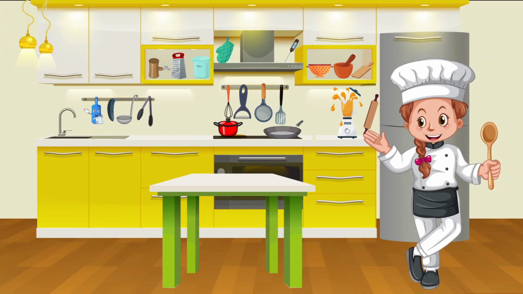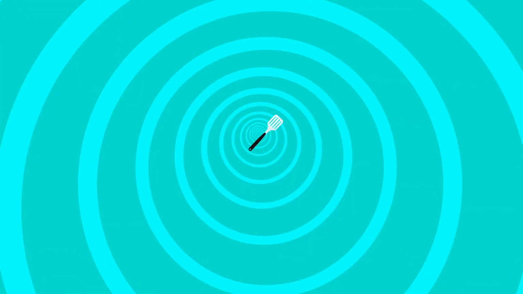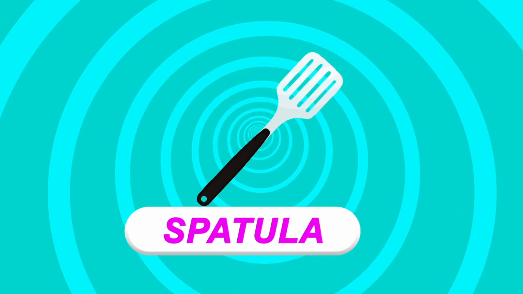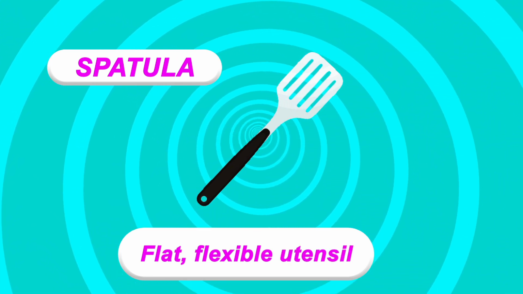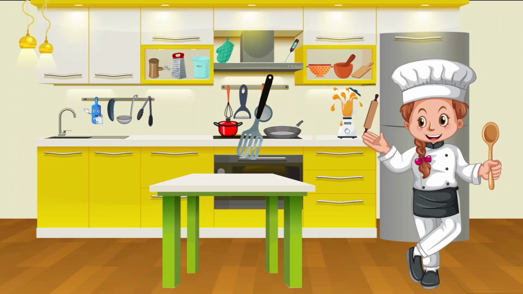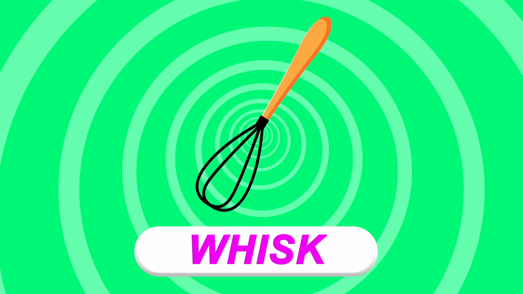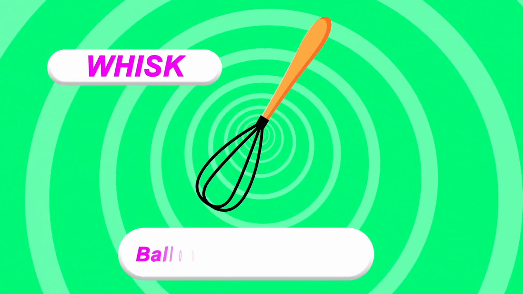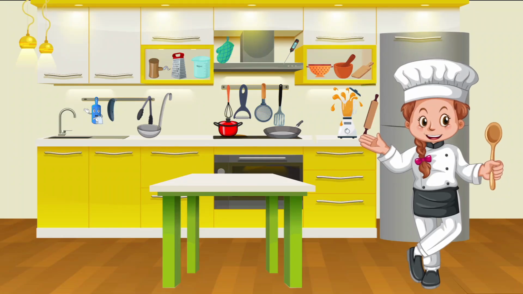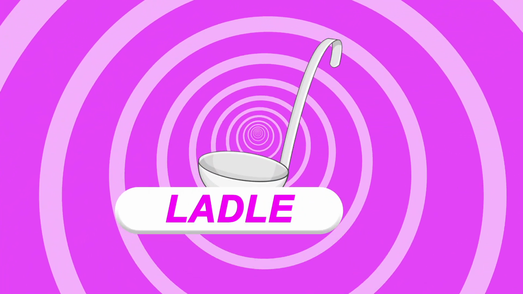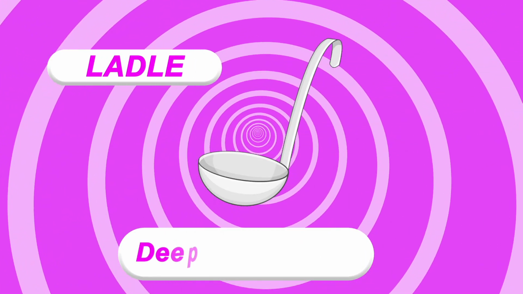Hi kids, today we will learn kitchen vocabulary. Spatula, flat flexible utensil. Whisk, balloon shaped beater. Ladle, deep soup spoon.